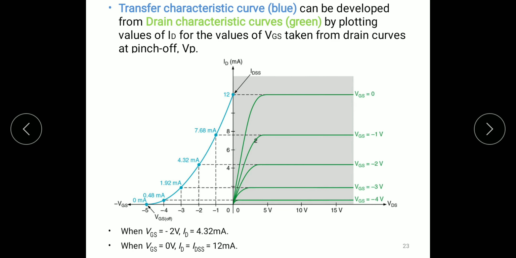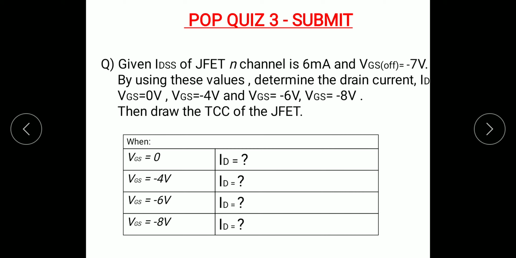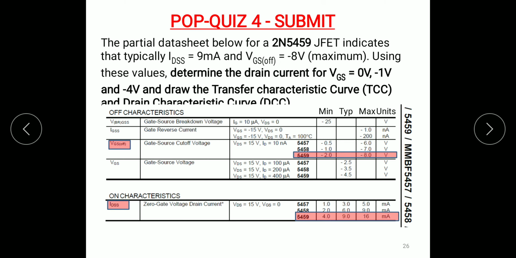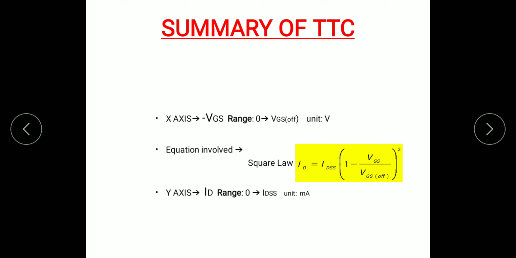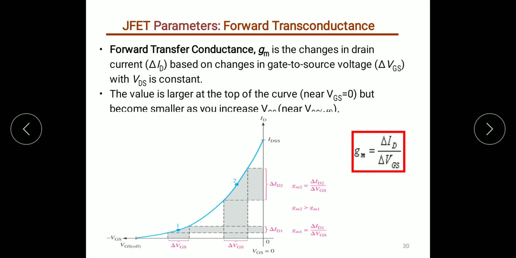So in this curve we have plotted the transfer characteristic and the drain characteristics together. Again we will be skipping these quizzes, and also the data sheets, because in the data sheet we get the maximum value of drain current that can be handled by the transistor, and the maximum VGS and maximum VDS values. Now let's go to the next point, that is JFET parameters.